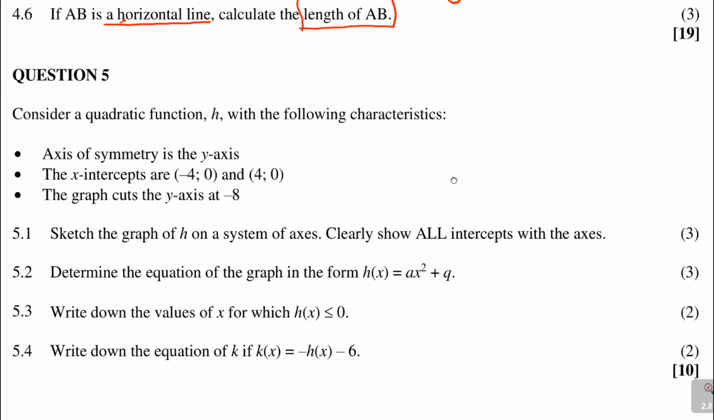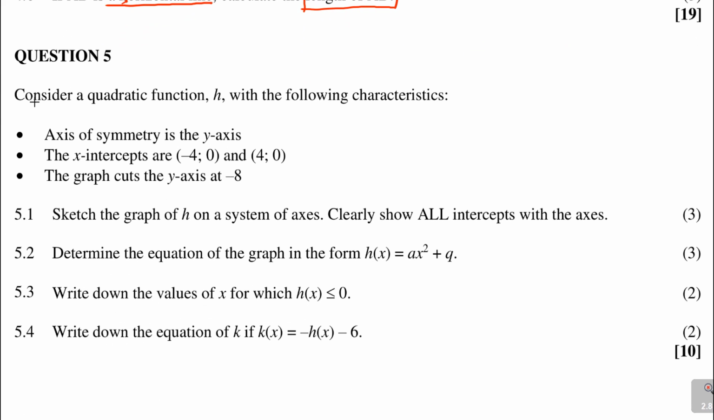Moving on to question 5. It says in question 5 here, consider a quadratic function h with the following characteristics. The axis of symmetry is the y-axis. Okay, so we have got the axis of symmetry, and that axis of symmetry is the y-axis. Then we have the x-intercepts. Remember I told you about the x-intercept, y is equal to 0. Then they give us the two x-intercepts here. Here, y is equal to 0. Alright, and then lastly, they are saying what?